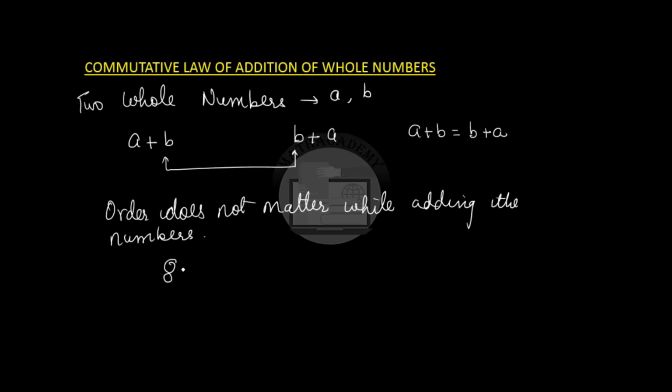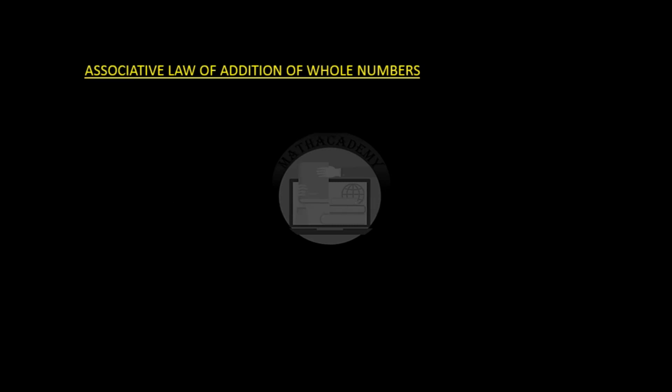If we add 8 plus 6, we get a 14. If we add 6 plus 8, we will get a 14. So the order does not matter whether you add 8 to 6 or you add 6 to 8. And this is called the commutative law of addition of whole numbers. Okay, I hope this is clear to everyone. These are all very simple properties. The third property which we have to study is the associative law of addition. Let's see what does the associative property mean.